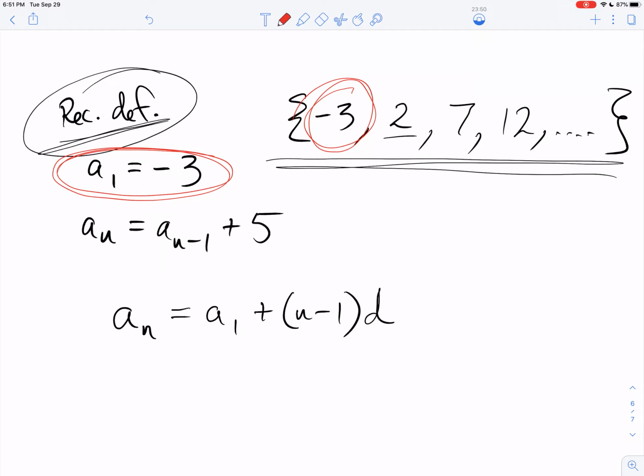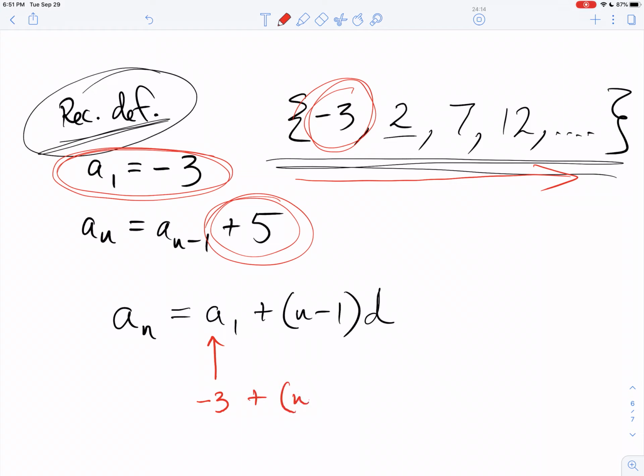Visually, I can see the pattern develop here that they're adding 5 each time. That is called the common difference, or D. Or if I look at the recursive definition, whatever thing is right there, that's D. So what do I do with all that information? Well, I'm going to replace some stuff. I'm going to substitute. I'm going to say a1 plus (n minus 1) times D.